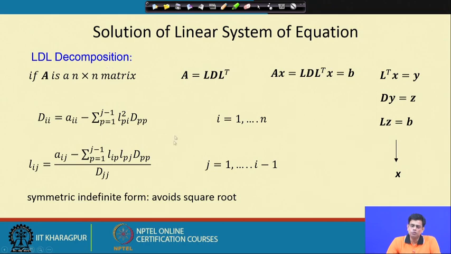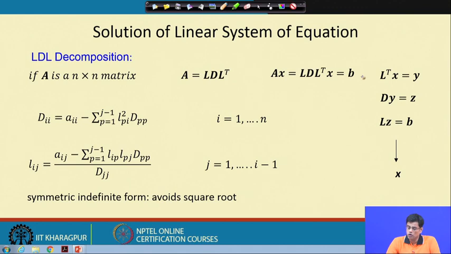Now, once we have the decomposition, finding x is very similar. Ax equals L D L transpose x. If you assume that L transpose x is y, then because we have three matrices here, D y is also assumed to be z, and then L z equals b, which finally gives the solution of x. Now, we will see with an example how these two factorizations compare.